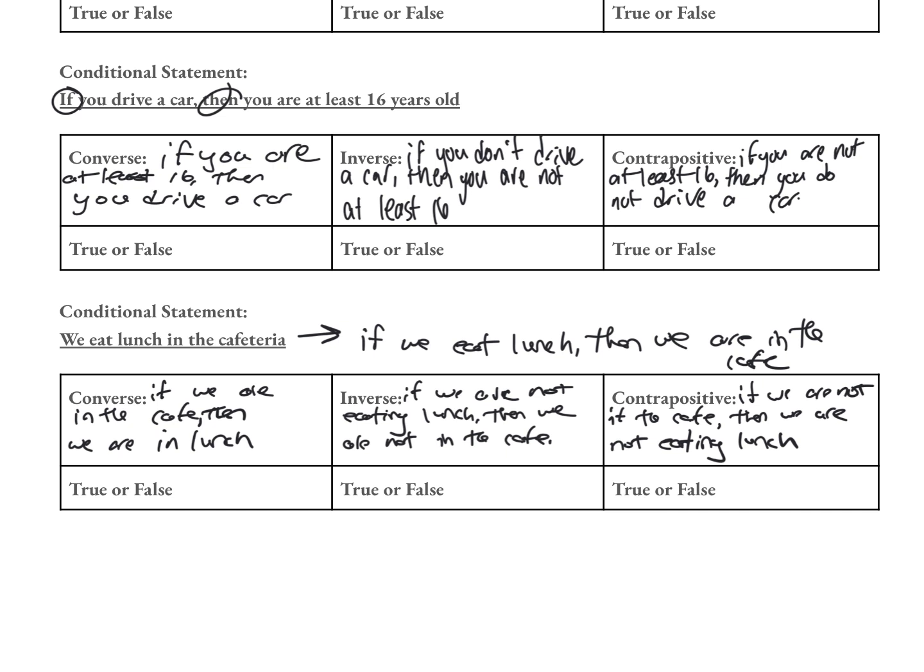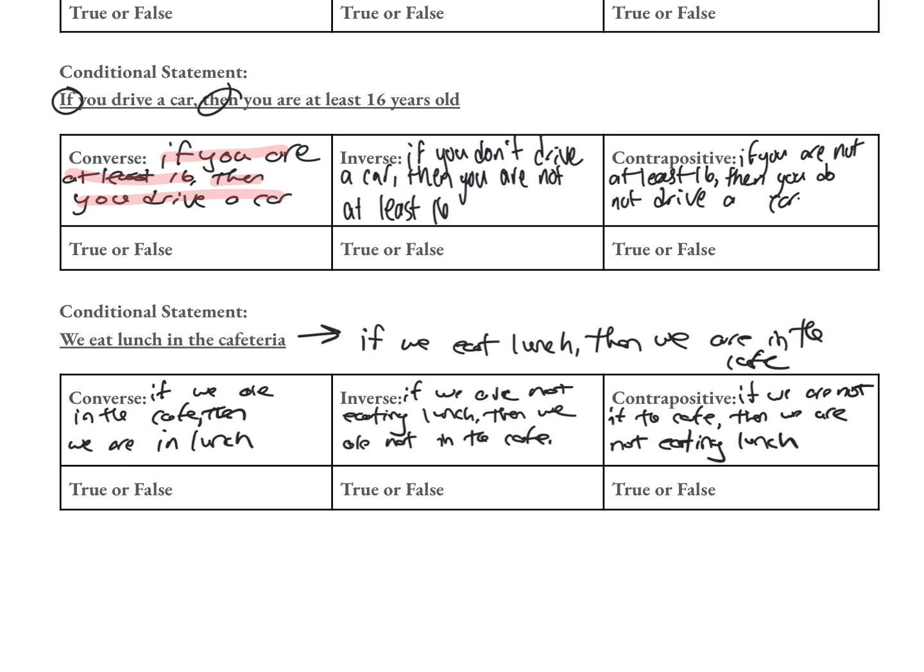Okay, so these are the 2 examples that you should have. If you drive a car, then you're at least 16 years old. The converse would be to flip the sentence. If you are at least 16, then you drive a car. Now, can we think about a scenario where this is false? If you are at least 16, then you drive a car.